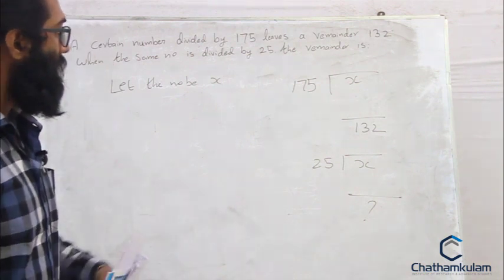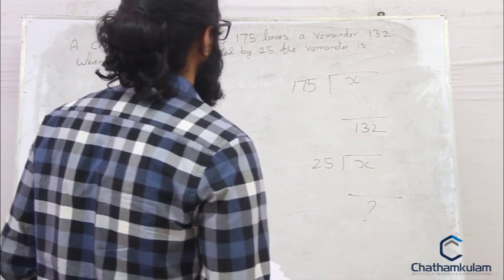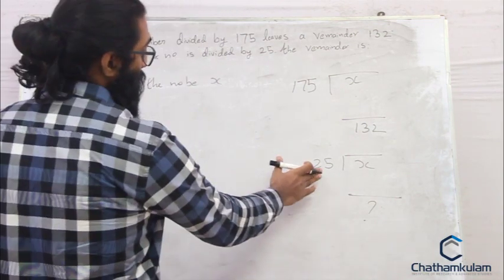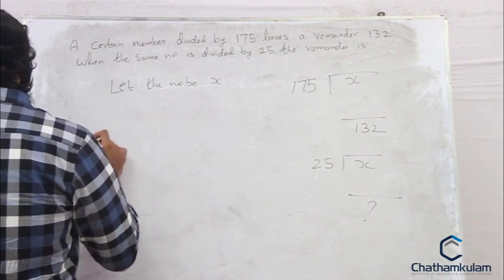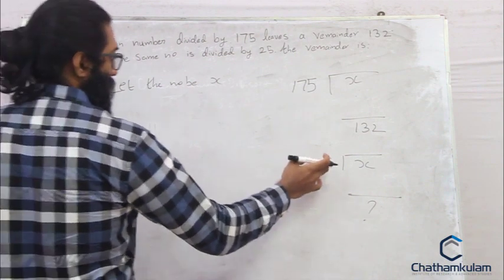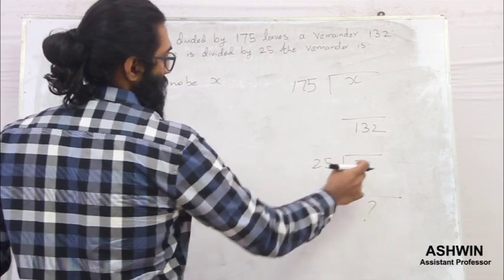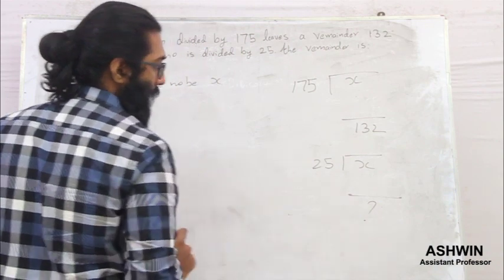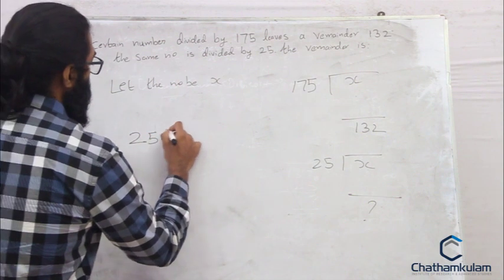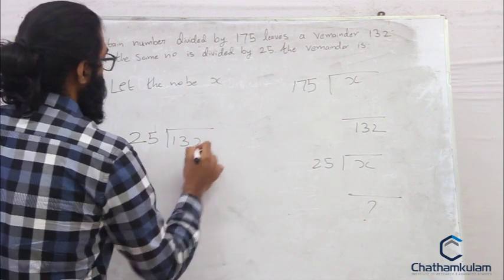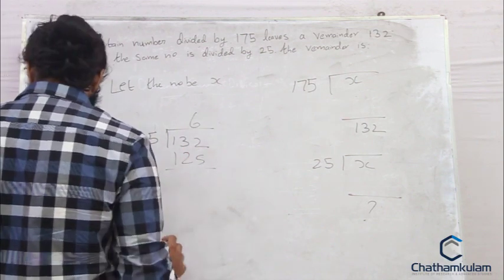So here we can see that 175 is a multiple of 25, so the remainder obtained from dividing 132 by 25 will be the same as the remainder of dividing x by 25, right? So we can write this as 132 divided by 25, which gives 5 with 125, and the remainder would be 7.